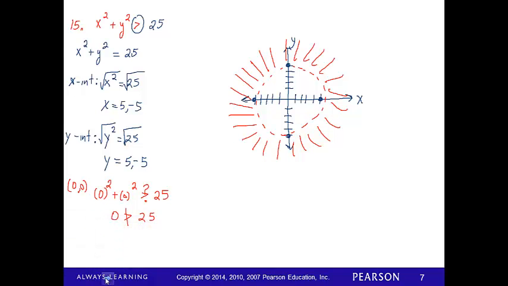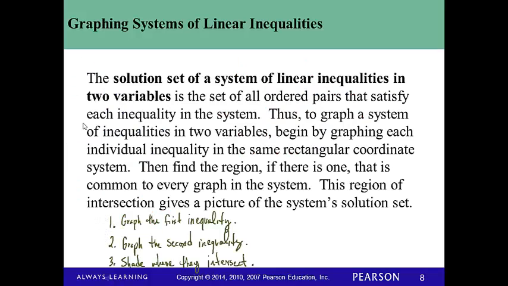Alright, let's move forward. So now, let's talk about graphing systems of inequalities. This time, instead of graphing one inequality, you get to graph two inequalities. I'm going to let you read through this paragraph right here, and I wrote some notes below. So to graph a system of inequalities, the first thing you want to do is graph the first inequality. Then you want to graph the second, and then the last thing you need to do is shade where the two graphs actually intersect.